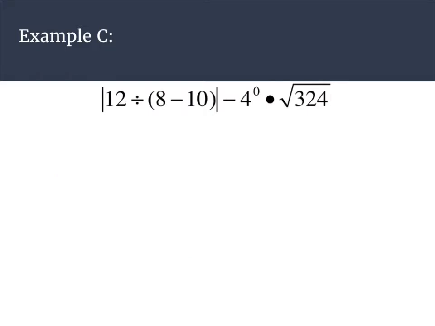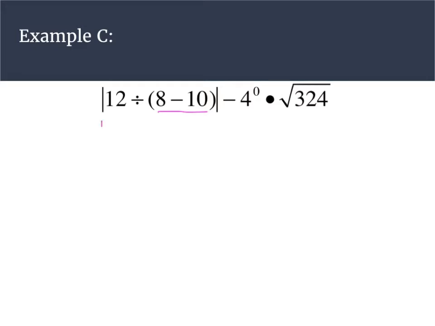Here we are at example C, and it looks like I have multiple grouping symbols, multiple exponents, and square roots. So let's go ahead and get started. And noticing that I'm looking for grouping symbols first, I've got two sets of grouping symbols. I've got absolute value and I've got parentheses. So when I have two sets of grouping symbols, I'm going to be working inside out. So I'm going to be working with the parentheses first. So that's the thing I'm going to underline since I'll be starting there.